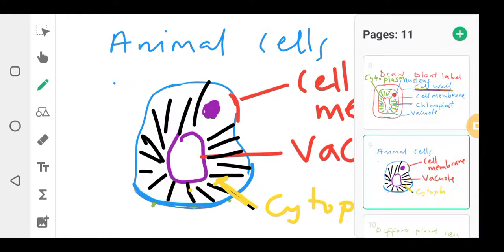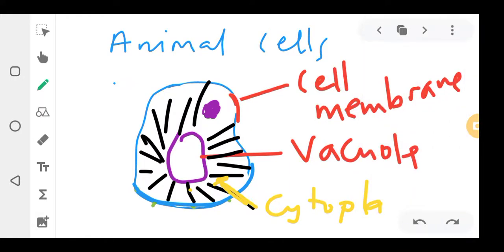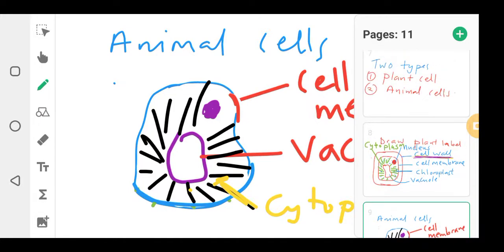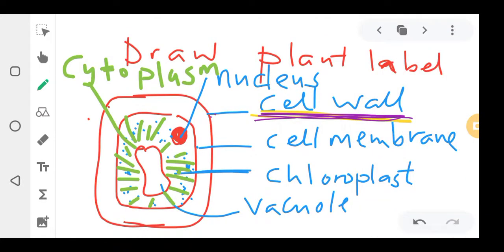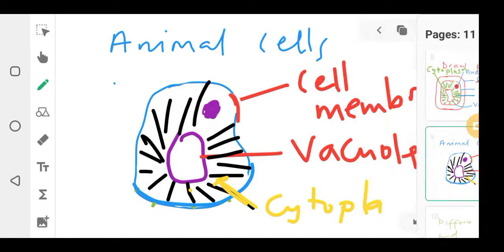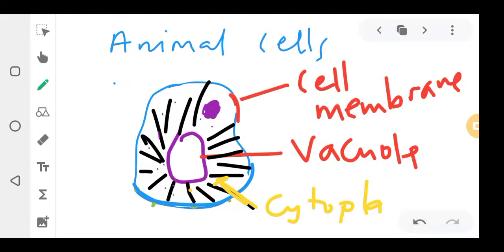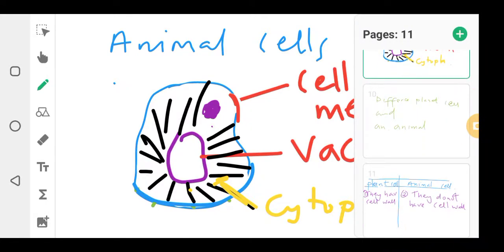And then the second difference between a plant cell and an animal cell is that a plant cell has chloroplasts. Those two dots inside here are called chloroplasts. They have chlorophyll, which is a green pigment. But in animal cells there are no chloroplasts, so I haven't included them.